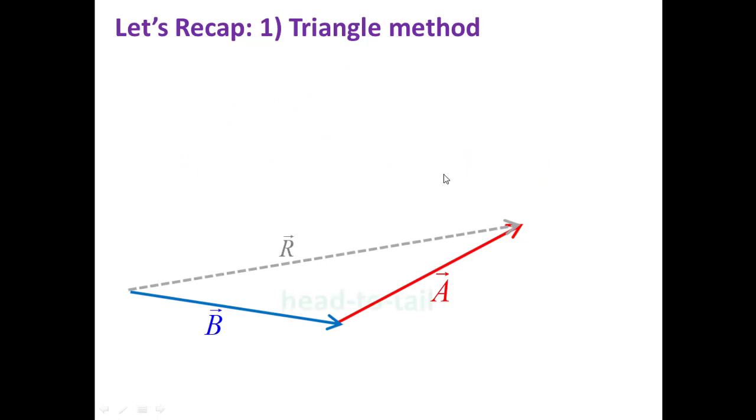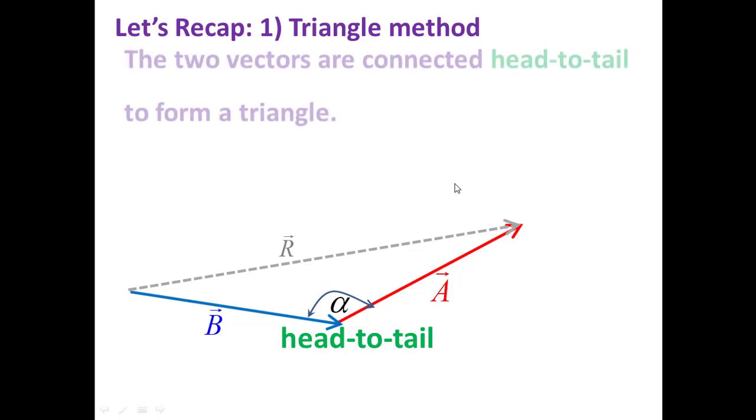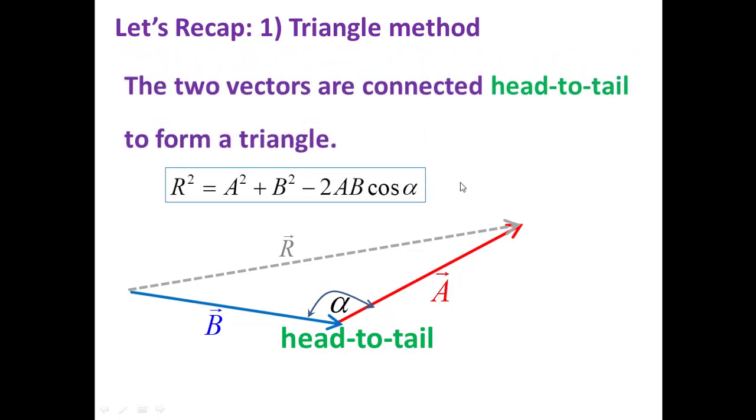Now let us recap what we have seen. In the triangle method of vector addition, we have said that if this is vector A and this is vector B, we join them together to form a triangle in such a way that they are connected head to tail, forming an angle alpha between the head and the tail of the other vector. They form a triangle, and we use this formula to find the resultant vector.